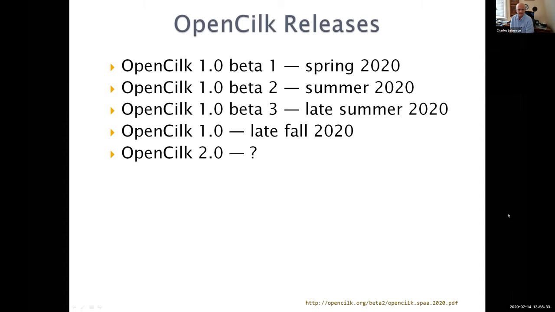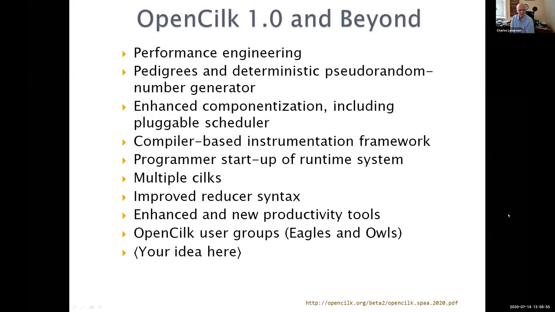And one of the reasons for this tutorial is to get some feedback on what people would like to see in OpenCilk 2.0. But with that, let me say what we expect to have in the full release, and in particular things that may augment things that we have in the beta release. Next slide. So here are some of the things that we expect. We expect to do performance engineering, i.e. make faster. We have several parts that I think we know how to make go faster. We just have not had the time to make them go faster.